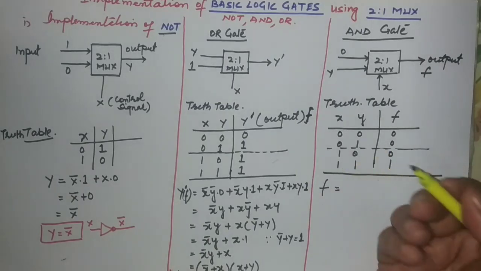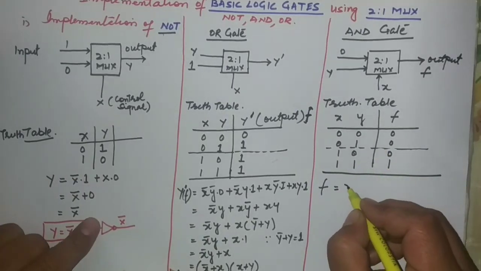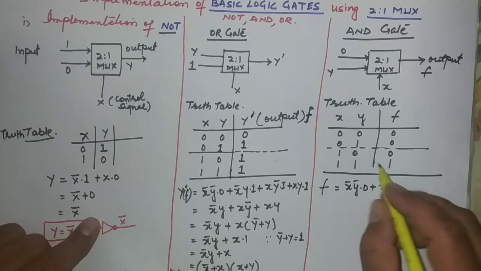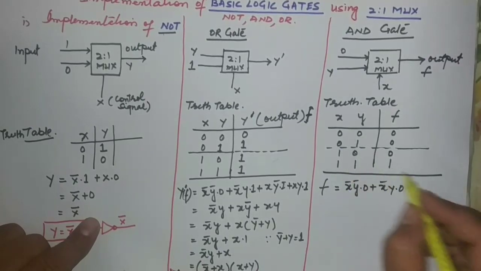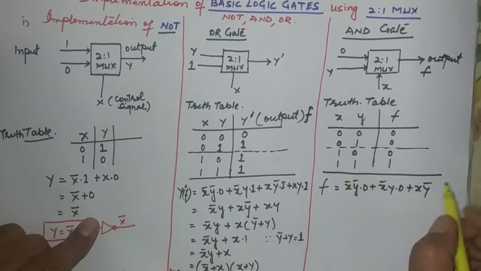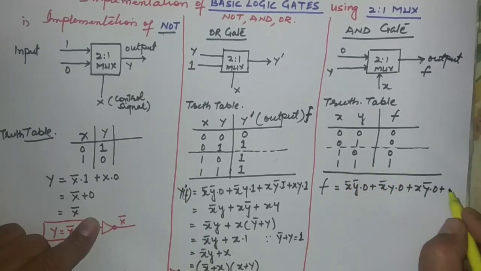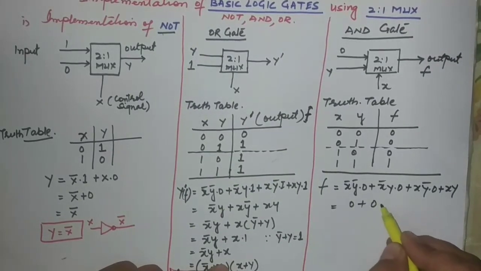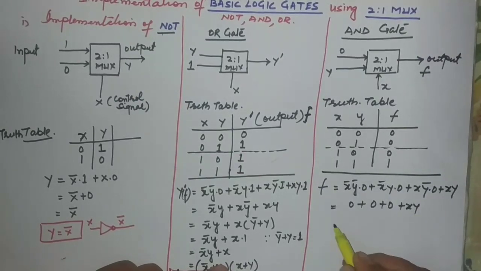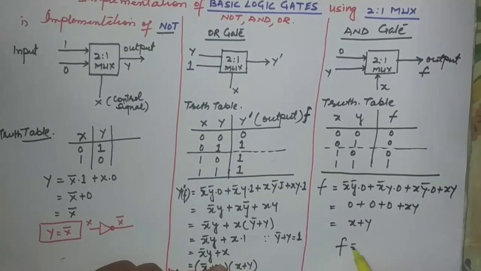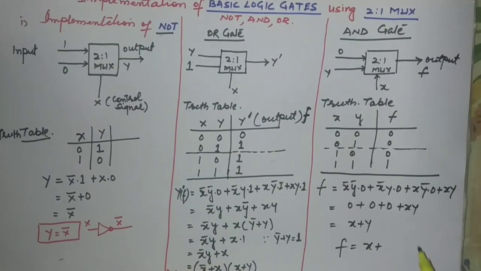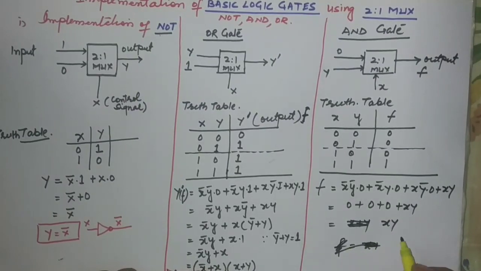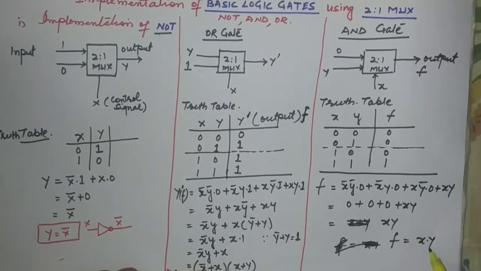So these are all zeros, actually no need to write, because this comes out to be x bar y bar into 0 plus x bar y into 0 plus x y bar into 0 plus, now this is x y. This is the sum of products. So these are all zeros plus x y, which is equal to x y. Hence f comes out to be simply x y. So the function f comes out to be x dot y.